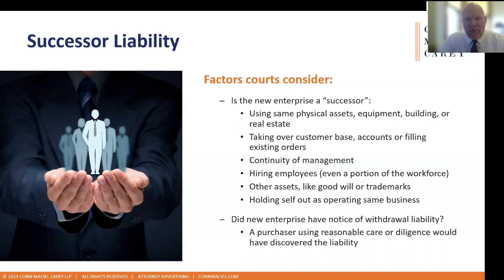So here are some factors that courts look at. Again, the physical assets, the equipment, the building, the real estate, the customer base that I mentioned. Other assets, goodwill, trademarks. If you hold yourself out as being the same business, which sometimes happens because the reason you bought the existing business was because of some of these factors, then the courts will say that's evidence that you're a successor. And then they look to see whether you had notice.